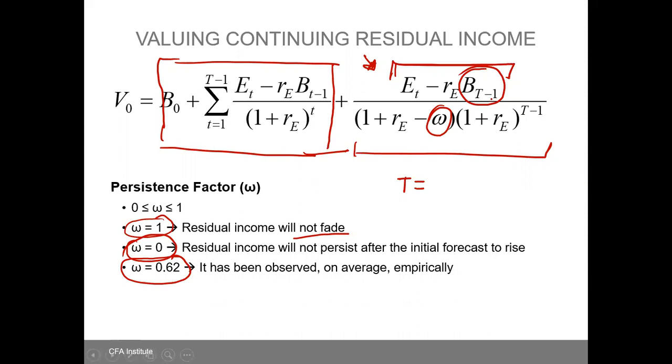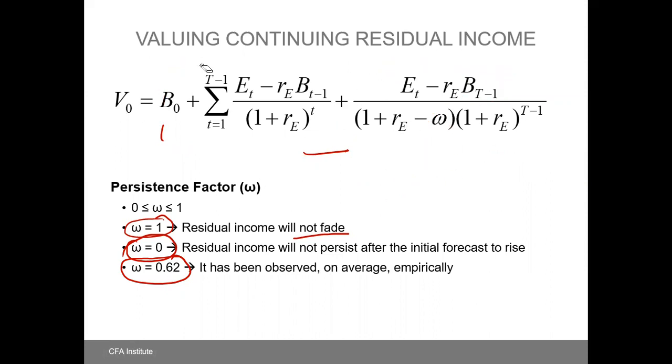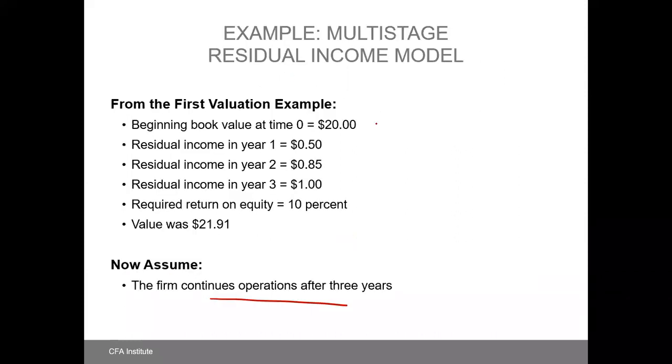We'll try to apply this. In that case, it will be more clear to you. The first part is more familiar, and for the second part we would like to add something, for the long period phase. So this is something with which you are already familiar. But here we have the assumption that the firm, instead of ceasing its operation, will continue its operation after 3 years. So if the firm continues operation after 3 years, what might be the situation?